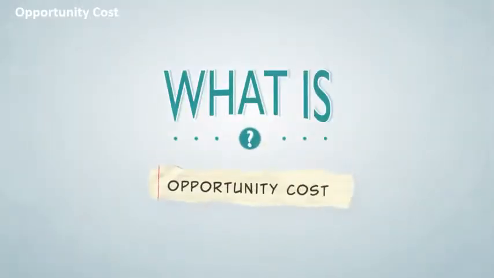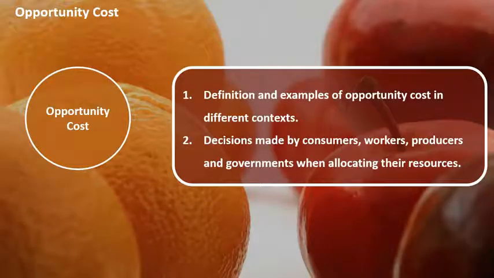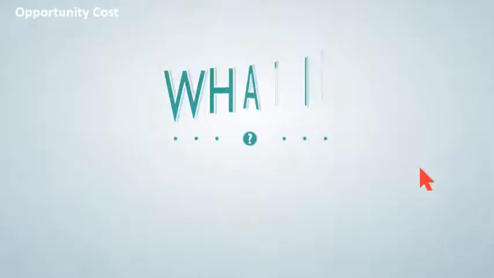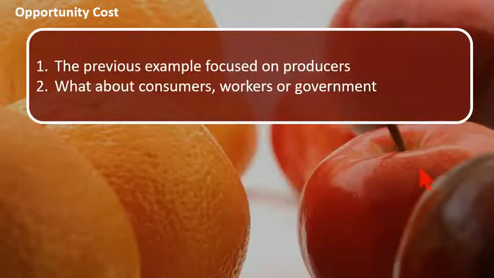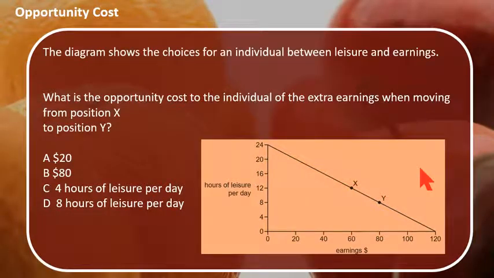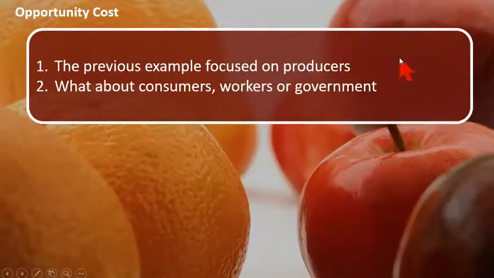So that was the idea that every economic agent, consumers, workers, producers, even government, faces the economic problem. Our resources are limited, so we have to allocate our limited resources between competing needs or demands or wants. Now let us consider an example, a question basically. The diagram shows the choice for an individual between leisure and earning.